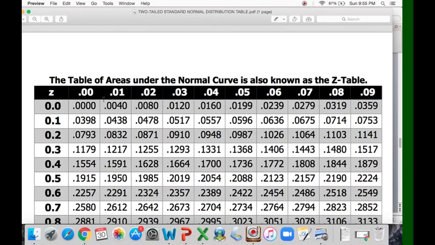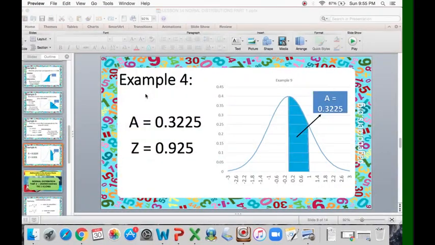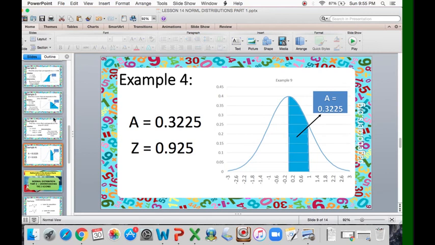Okay? So, that's all about the z-table or understanding the z-table for the normal distribution. Our next topic is all about understanding the z-scores.